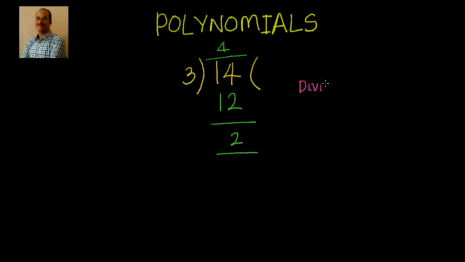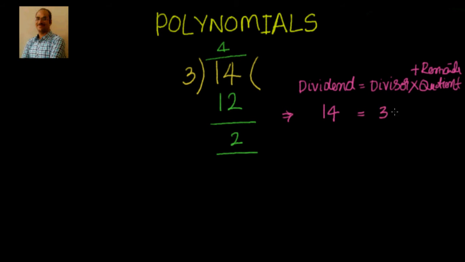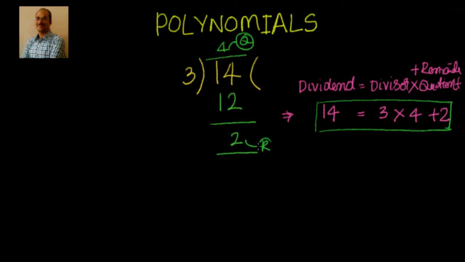Dividend. This is what we have learned in childhood. Dividend is equal to divisor into quotient plus remainder. So we say 14 is equal to 3 into 4 plus 2. This is how we have learned that if we divide 14 by 3, you will get 4 as your quotient and 2 as your remainder.